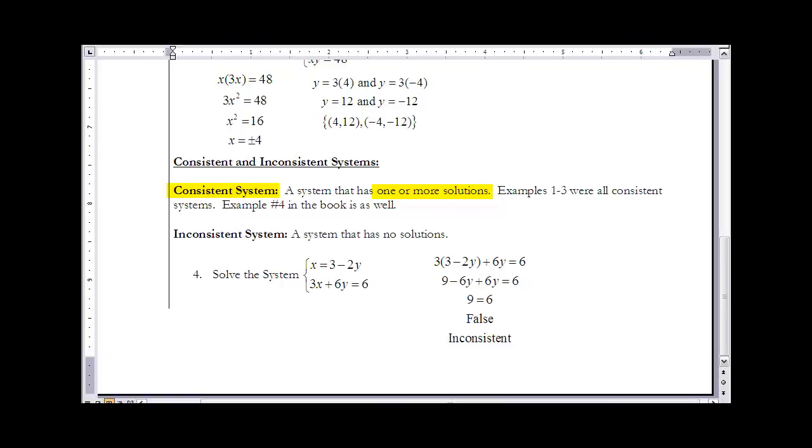Example 4 in your book, you might want to reread that one, but that also is considered a consistent system. The idea of an inconsistent system then would be any system that has no solutions. Okay?